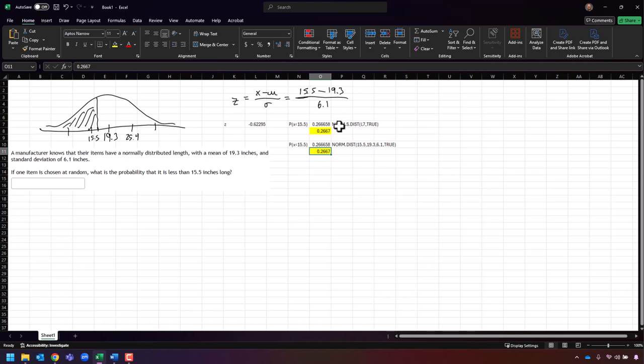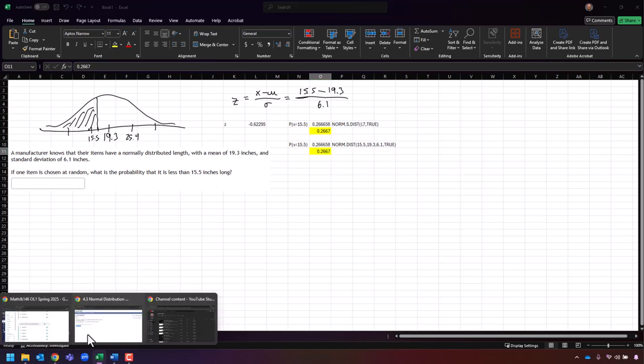So it's related in that I can make a z-score from it, find a value, and find the area to the left using a normal standard distribution, or I can also use a normal distribution and put in the x value I'm interested in, the mean, the standard deviation, and then true gives me the area to the left.